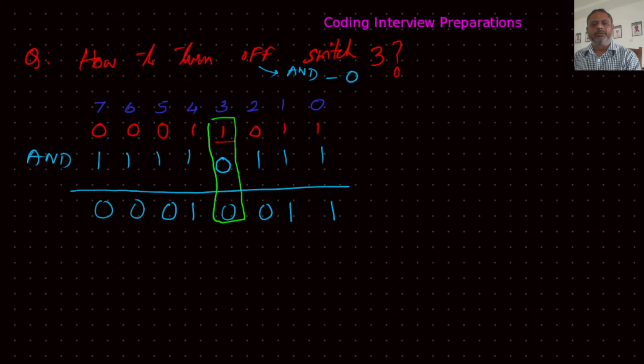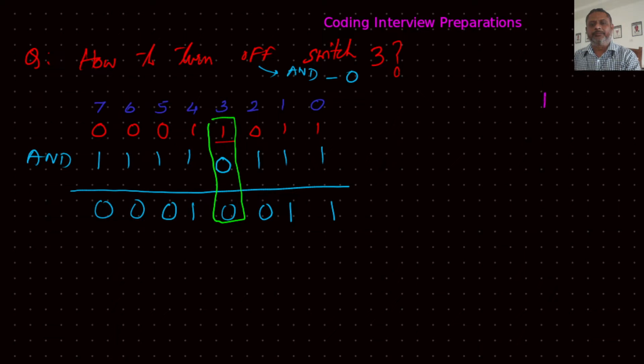So what we need to do is, if you want to switch off the bit number 3, then make sure to have 0 in the mask at that 3 position, and all others should be a 1. So how do you get that? You can try to use the same old logic we did.